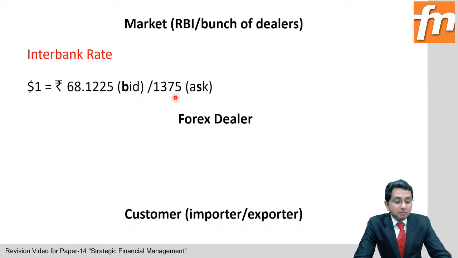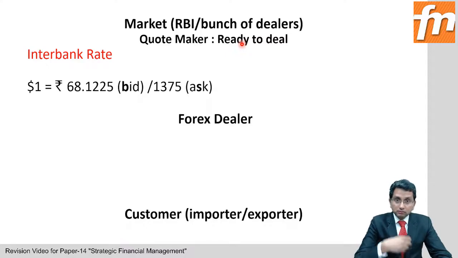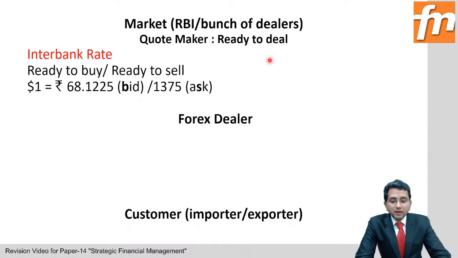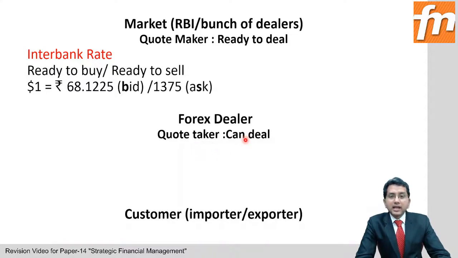So in this deal between the market and the Forex dealer, the market is the quote maker. Quote maker is the person who opens the rate, who tells the rate to other people, and who is always ready to deal. So the market is ready to buy at 68.1225 and the market is ready to sell at 68.1375. The difference amount becomes profit for the market maker. While in this deal, the Forex dealer is the quote taker. It is not ready to deal, but it can deal.